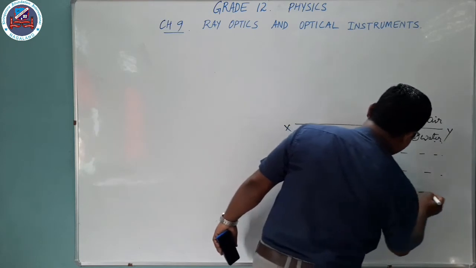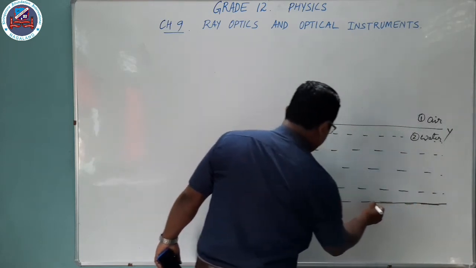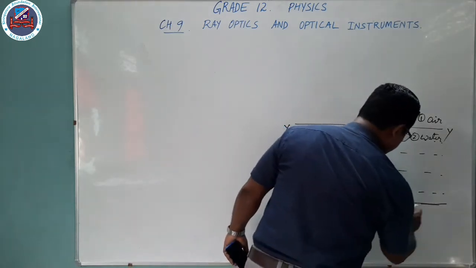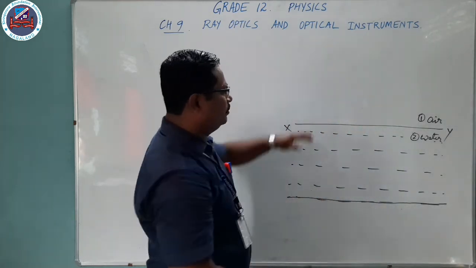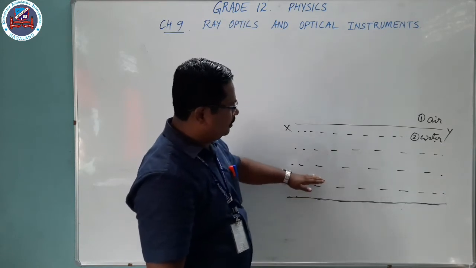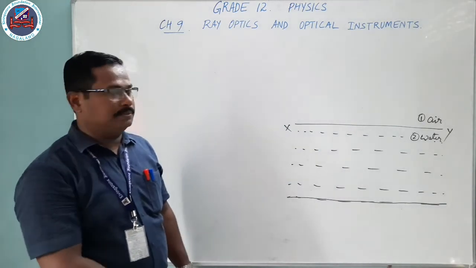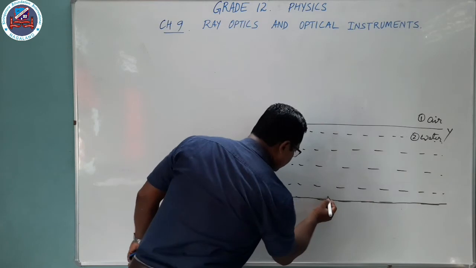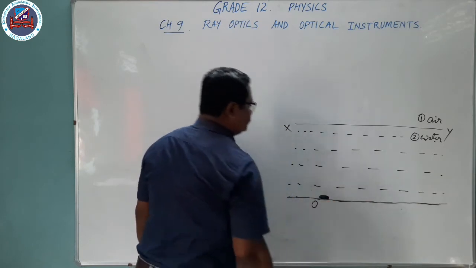A coin kept in a tumbler appears to be raised up, or the base of a swimming pool appears to be raised up. If you look from air inside the water, it appears to be raised up, like that you have learned in small classes. The same principle you are going to use here as well. I am trying to keep a coin here. Let this be the coin. I'll mark it as the object O.